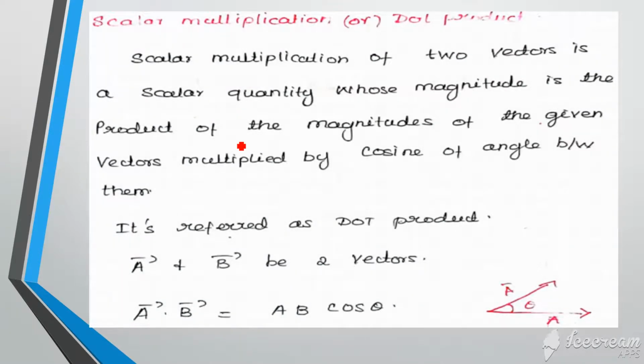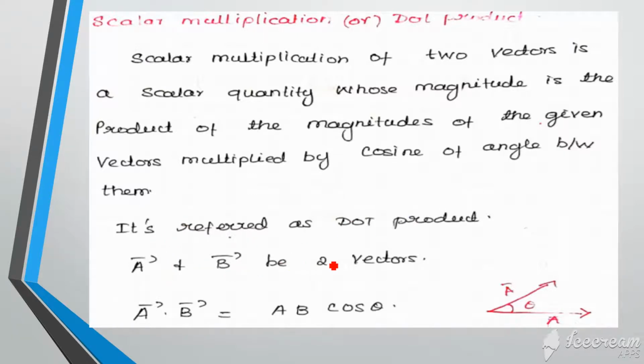So next one, scalar multiplication or dot product. Here scalar multiplication indicates that the result of this multiplication produces a scalar value. So the other name of scalar multiplication is dot product. Scalar multiplication of two vectors is a scalar quantity whose magnitude is the product of the magnitudes of the given vectors multiplied by the cosine of the angle between them. It is referred to as dot product.